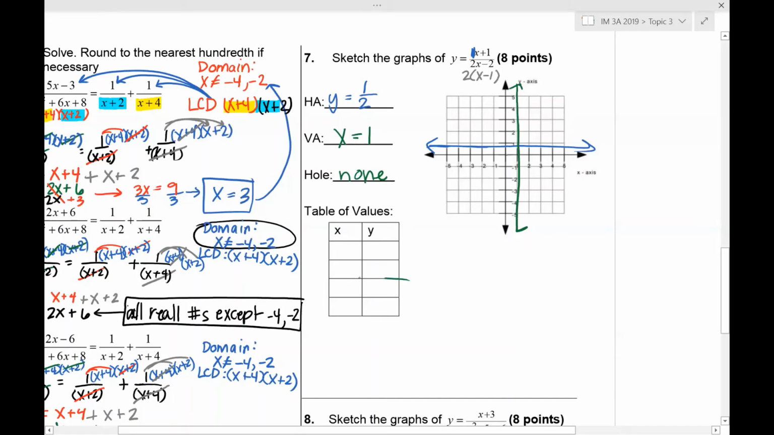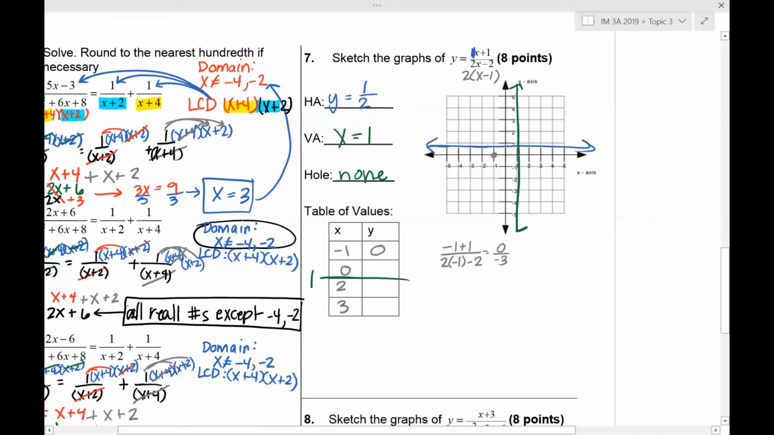So when I create my table, I'm looking at that value of 1 and picking two numbers on the left side of 1. So those two numbers on the left would be 0 and -1. And then two numbers on the right, which would be 2 and 3. So those are the values that I'm going to plug into the equation to determine the y's. So when I plug in -1, I'm looking at -1 plus 1 over 2 times -1 minus 2. So that's going to give me 0 over -3, which means that the y value at -1 is 0.